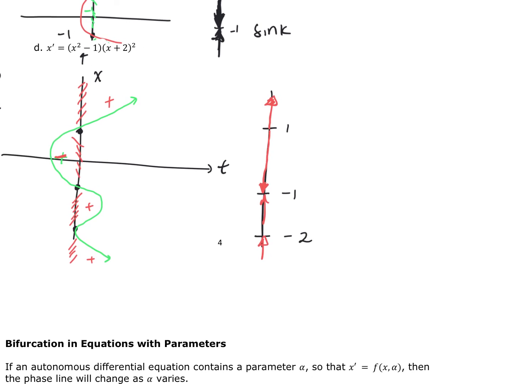So this is the first time we see a node. So right here we have a node, which means we are semi-stable. Here we have a sink, which means we're stable, and here we have a source, which means we are unstable.